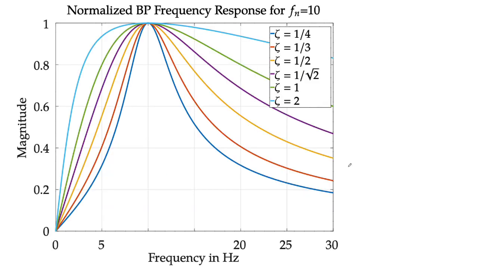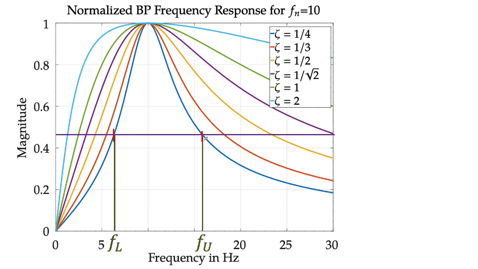So something that's really interesting about the bandpass response, and here I'm using the normalized version, is that if you take any horizontal cut, and you see where that cut crosses one of these magnitude frequency responses and draw lines down, let's call the place where the cut crosses the magnitude response line on the left F sub L, and let's call the place where it intersects on the right F sub U.